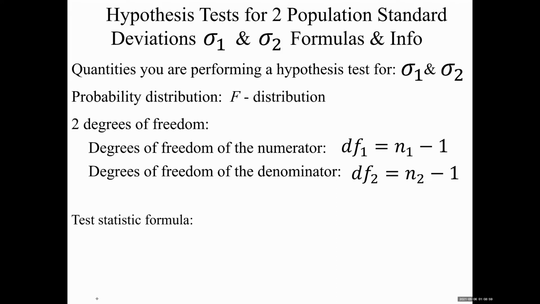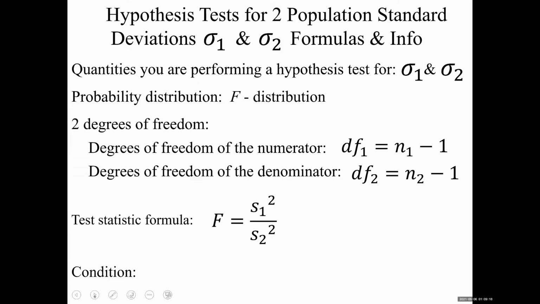Some of the last couple of test statistic formulas were kind of nasty, but the one in this section is the easiest one there is. There's the test statistic formula: F equals S1 squared over S2 squared. You just square S1, square S2, and divide, and that's it. No roots, nothing crazy. So there's a test format.